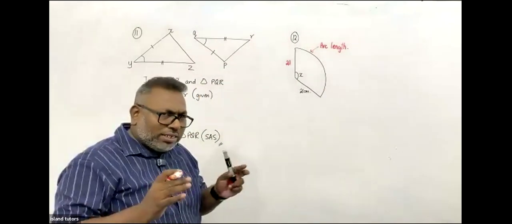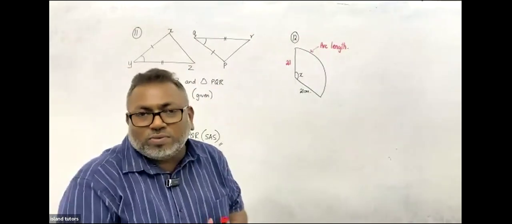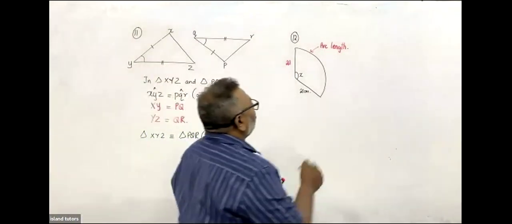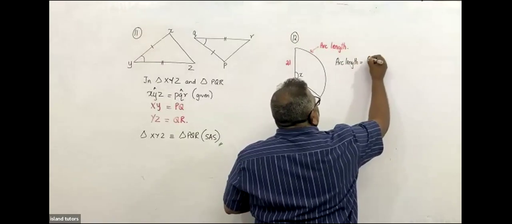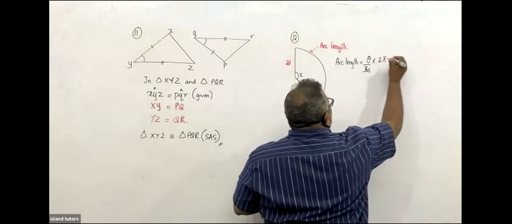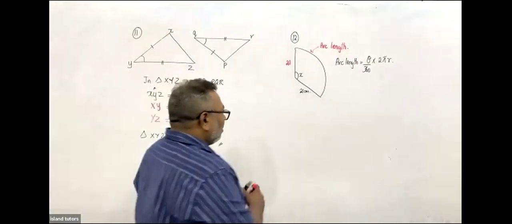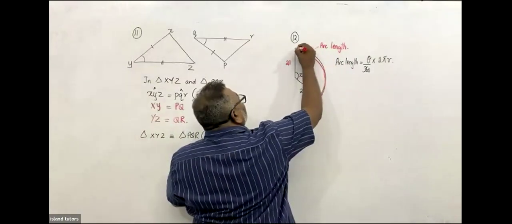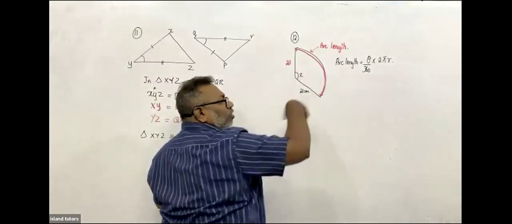We can do this in one calculation, but let's do it a little differently. We'll find the arc length because we want to practice those formulas. So we want to practice the arc length formula. Arc length is equal to theta over 360 into 2 pi r. So here this is your arc length, and we want to find that length. Then by taking this and adding it to this, you're going to get the perimeter.